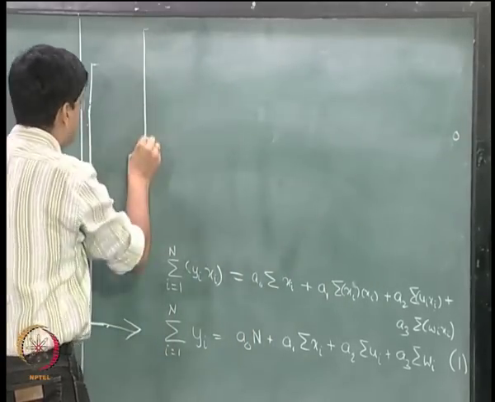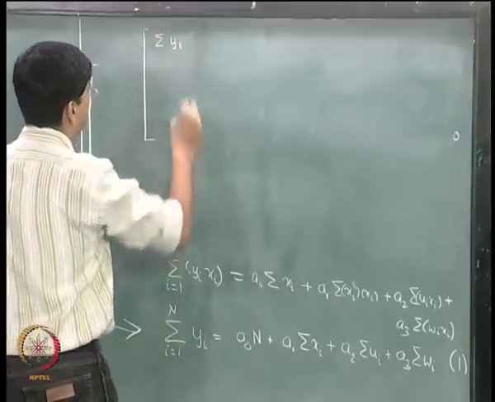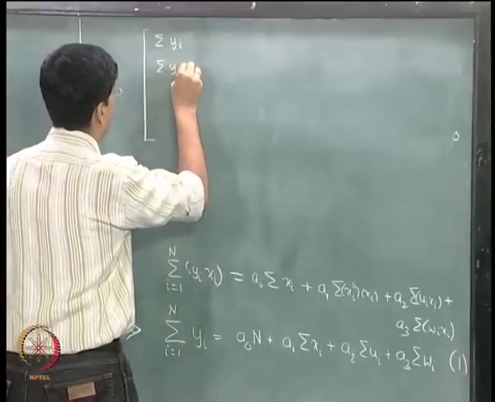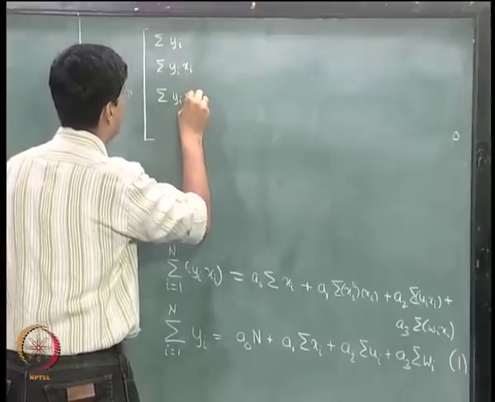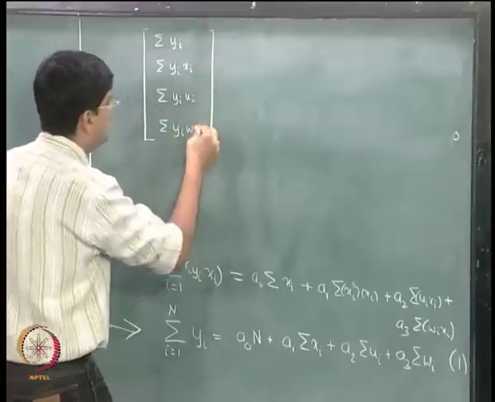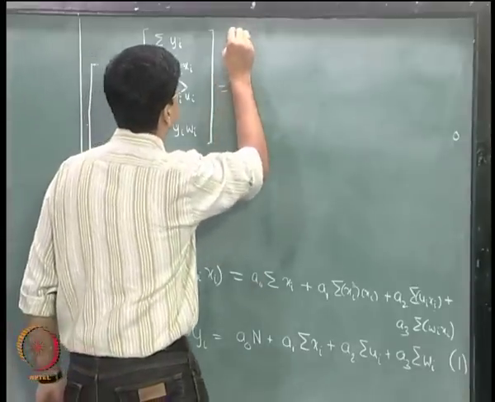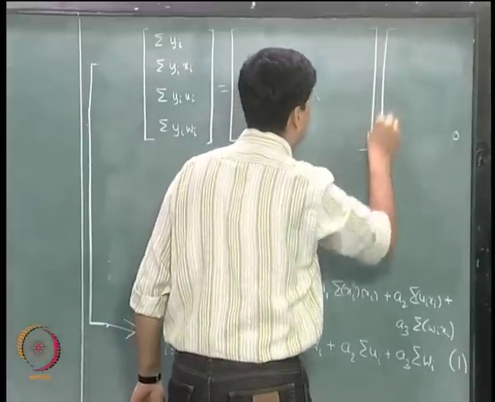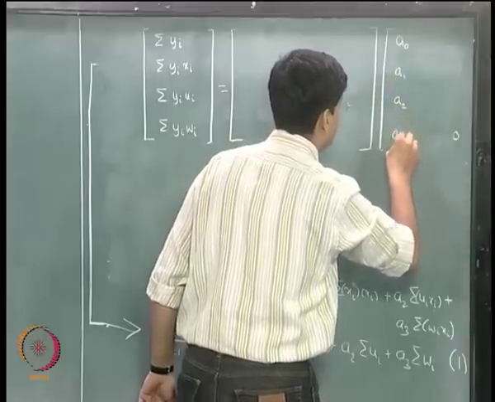Okay. The first equation is summation yi, the second is summation yi xi, the third is summation yi ui, the fourth is summation yi wi, and you can continue this further if there are more independent variables. This is going to be equal to, and we have this A matrix multiplied by our A0, A1, A2, A3, okay.